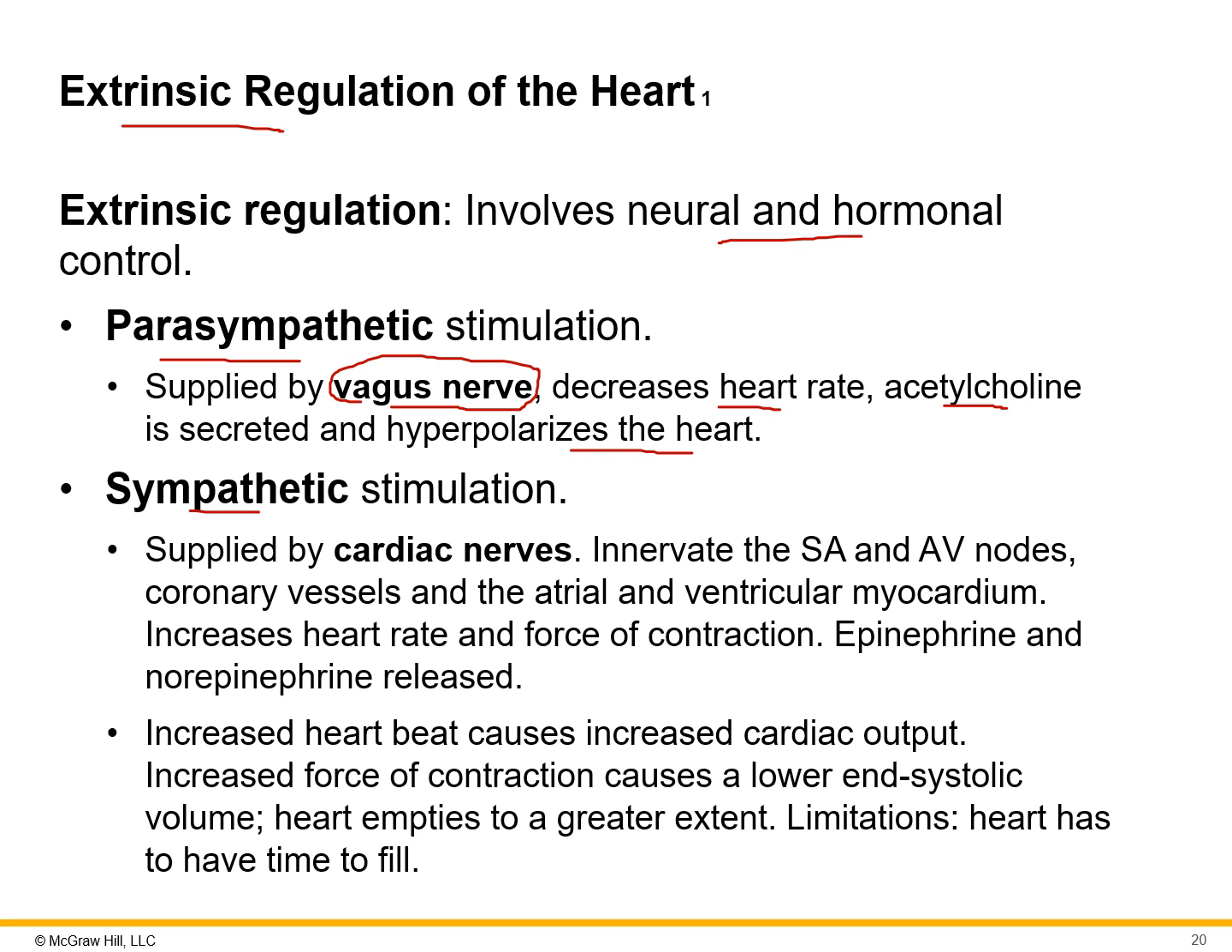Now, with sympathetic stimulation, this is supplied by cardiac nerves that innervate the SA and AV nodes, also the coronary vessels and the myocardium. So this increases the heart rate and the force of contraction. So epinephrine and norepinephrine get released for this. And then that increased heartbeat increases the cardiac output. And increased force of contraction causes a lower end systolic volume. So we're emptying the heart to a greater extent. So we're forcing more of the blood out. But the limitation of this is that the heart doesn't have as much time to fill.